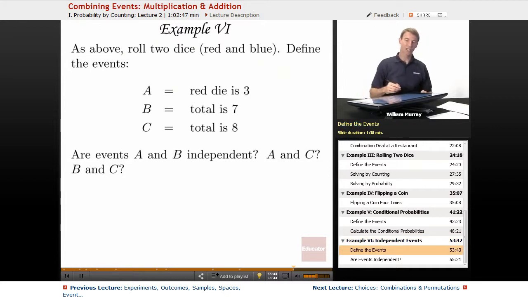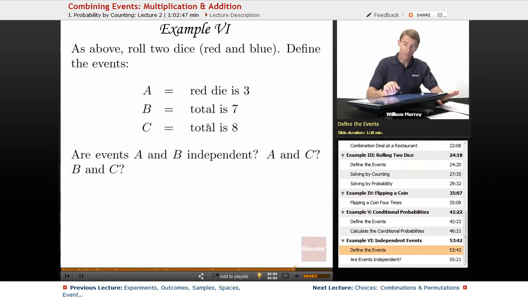So in example 6 here, this is really referring back to example 5. It's the same experiment and the same events. We're going to roll 2 dice, red and blue. We're going to define the events. A is the event that the red die is 3. B is the event that the total is 7. C is the event that the total is 8. So we saw those before.